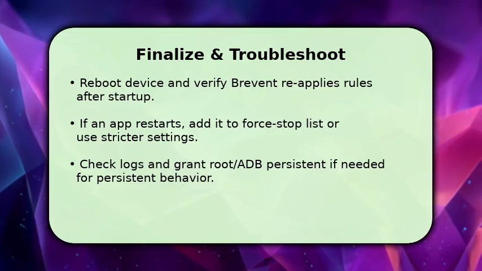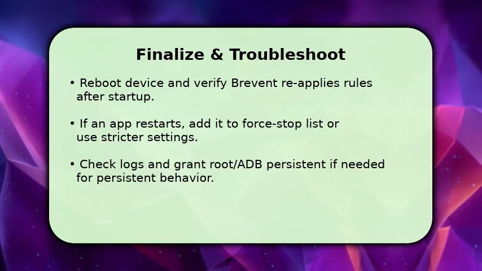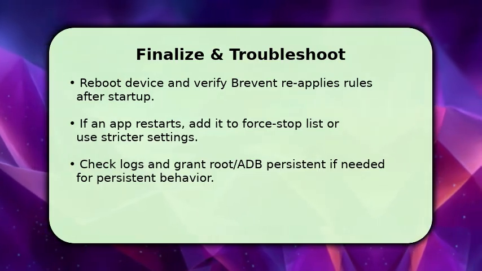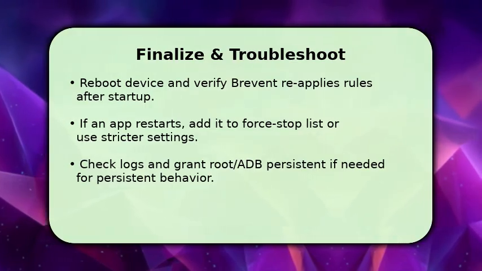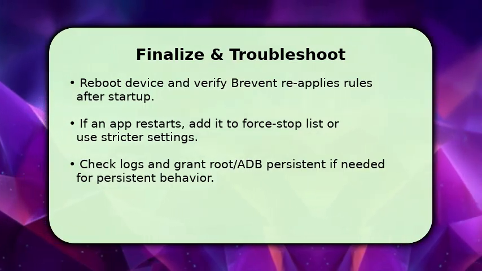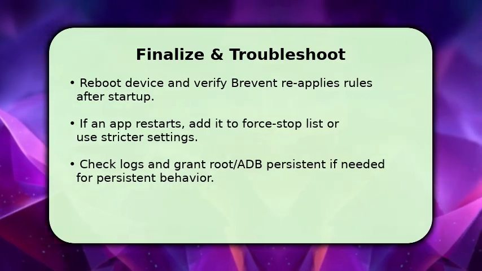If Brevent loses control after updates, rerun the ADB command to grant persistent permission or enable root if you have it. One key troubleshooting tip: if Brevent won't start, check ADB permission and Android battery optimization. Disable optimization for Brevent so the system.